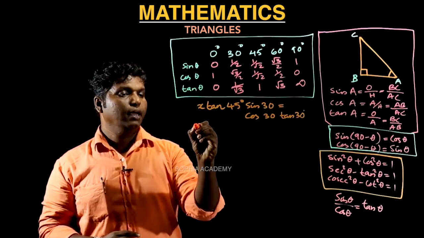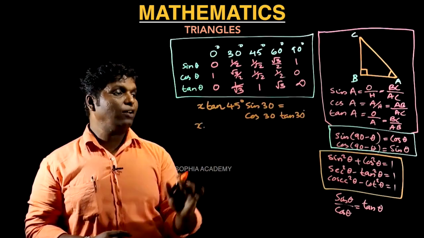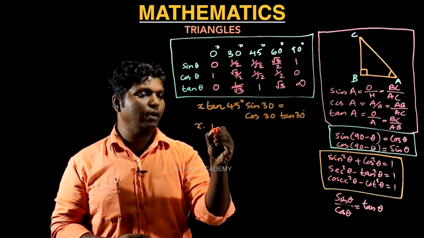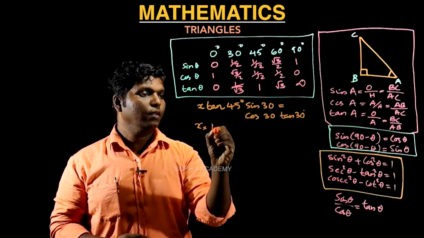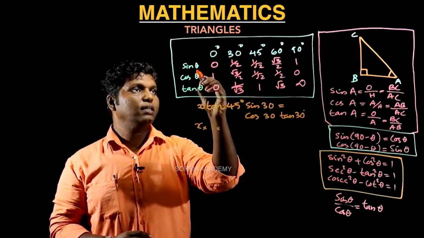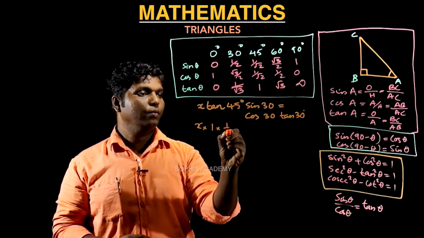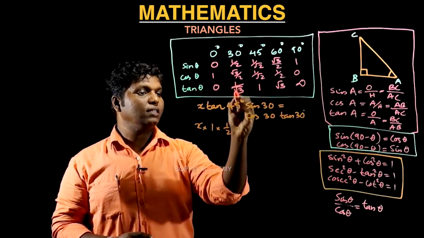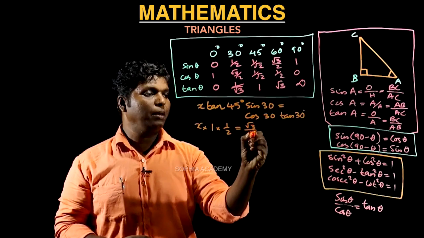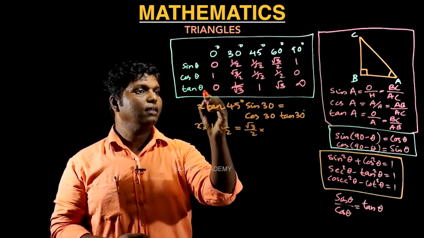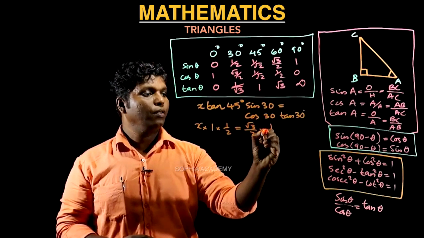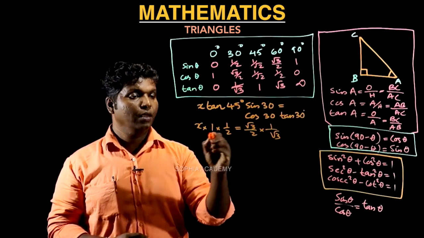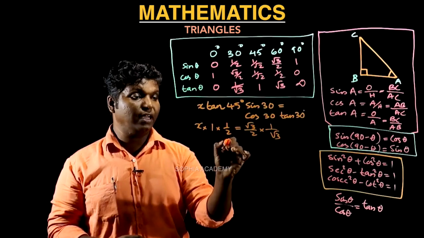Now tell me, x into, what is tan 45? It is 1. So x into 1 into sine 30 degree. What is sine 30 degree? It is 1 by 2, is equal to, what is cos 30? Cos 30 is root 3 by 2 into tan 30, which is 1 by root 3. Here you can see root 3 and root 3 will get cancelled, right? Now x into 1 is x itself, x by 2.